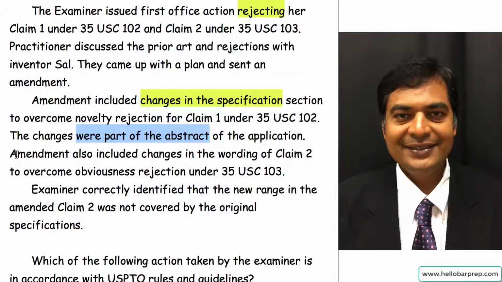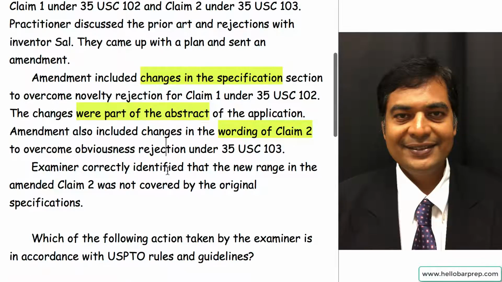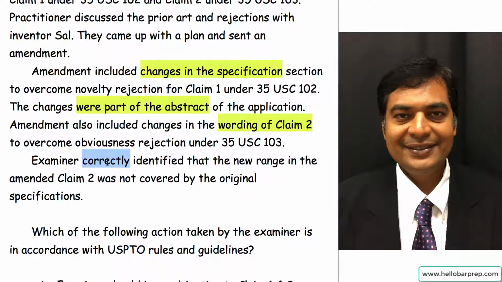The amendment also included changes in the wording of claim number 2. So now we are changing the claim 2 itself, what it had in terms of wording, to overcome the obviousness rejection. So they probably made it more specific, made some changes essentially to claim 2. Whenever you have that kind of language, the examiner correctly highlights that. That means it's not arguable.